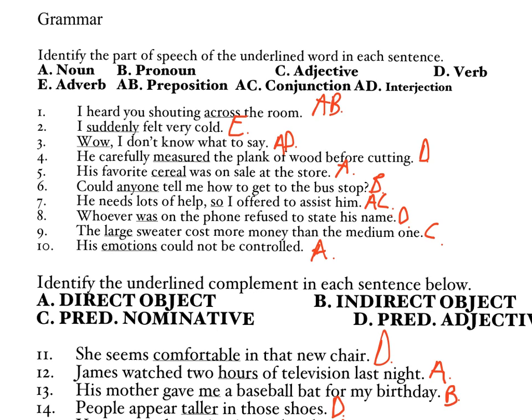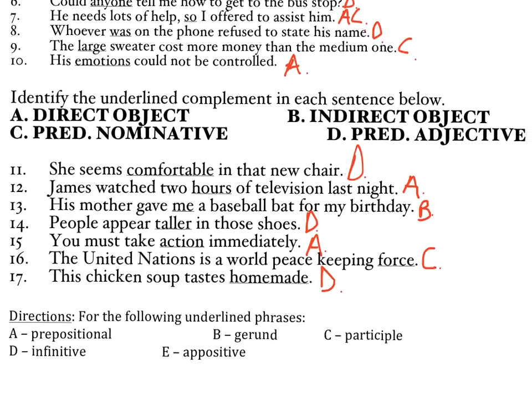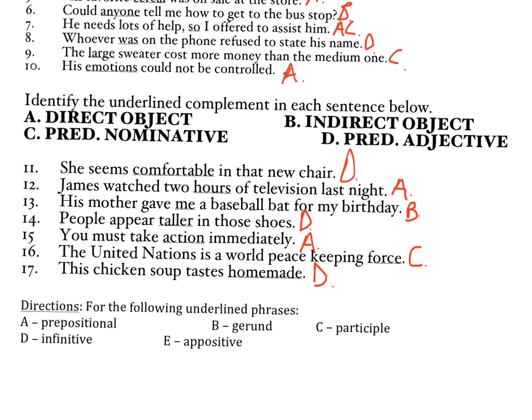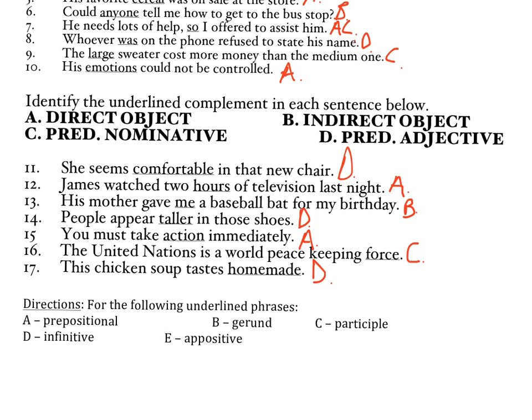And his emotions cannot be controlled. Emotions is a noun, an abstract noun. Abstract nouns cannot be perceived by the five senses. They encapsulate ideas. So emotions, something you can't see, but a noun nonetheless. Let's move this up. And we're talking now about, let me zoom a little. There we go. We're talking about parts of the sentence.